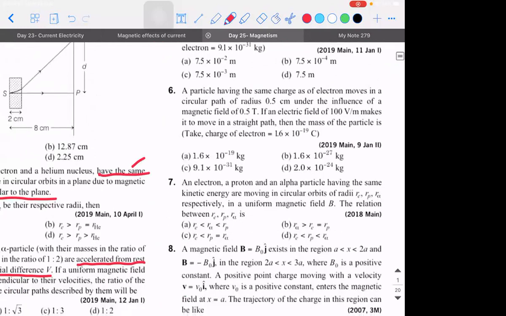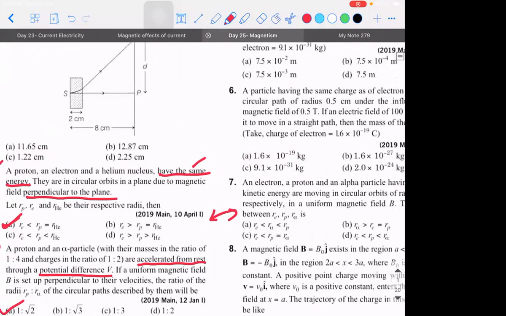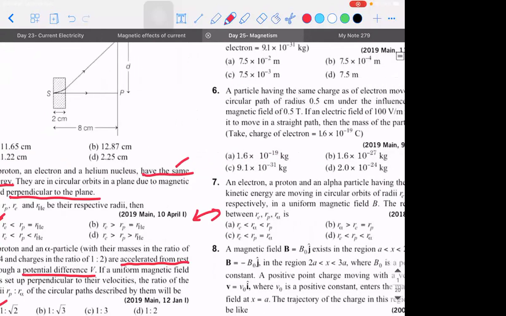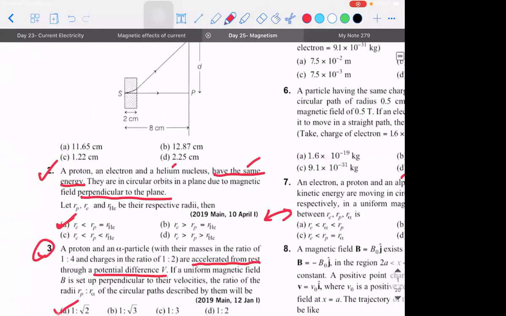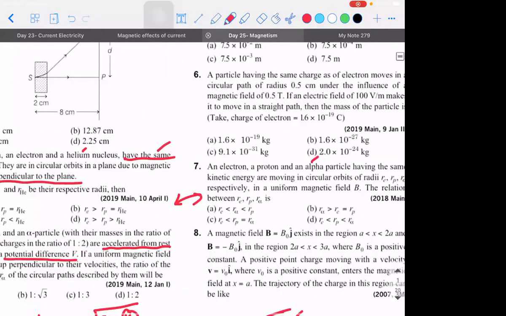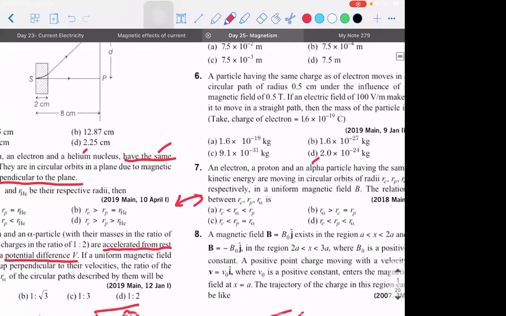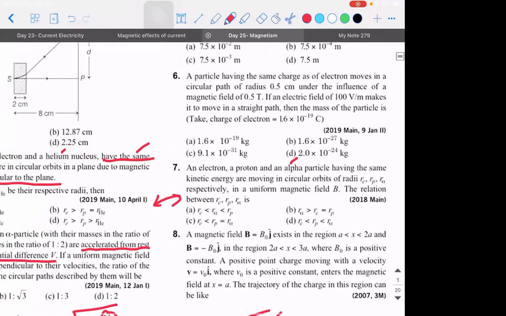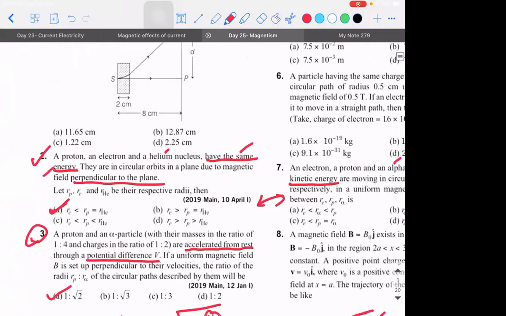But yeah, see, the 7th and 2nd questions are the same. They're almost similar actually, except the fact that here it is an alpha particle, and the helium nucleus is an alpha particle only. Yes, they both are same. But 2018, 2019, same question. They have the same kinetic energy. They're using the words same energy.